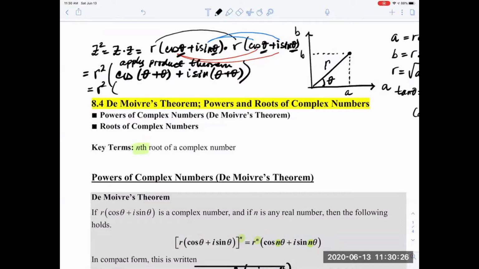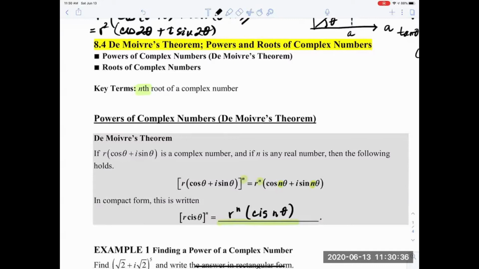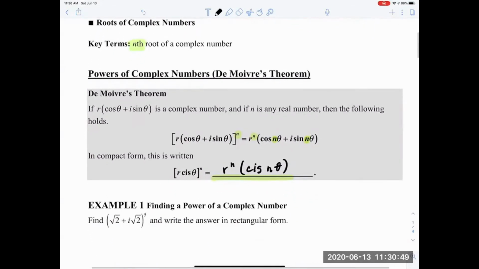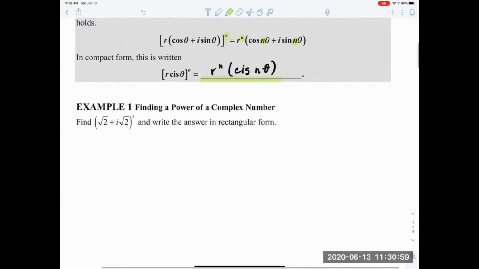Okay, so now what do you get here? R squared cosine of 2 theta plus I sine of 2 theta. Now look, that is nothing else but the theorem that's below. So the Moivre theorem says essentially is a multiple steps application of your product theorem that you already know from your previous lesson. So you distribute that exponent to the modulus R, and you insert that into the argument. Okay, with that being said, let's solve some problems here and see how we apply it.